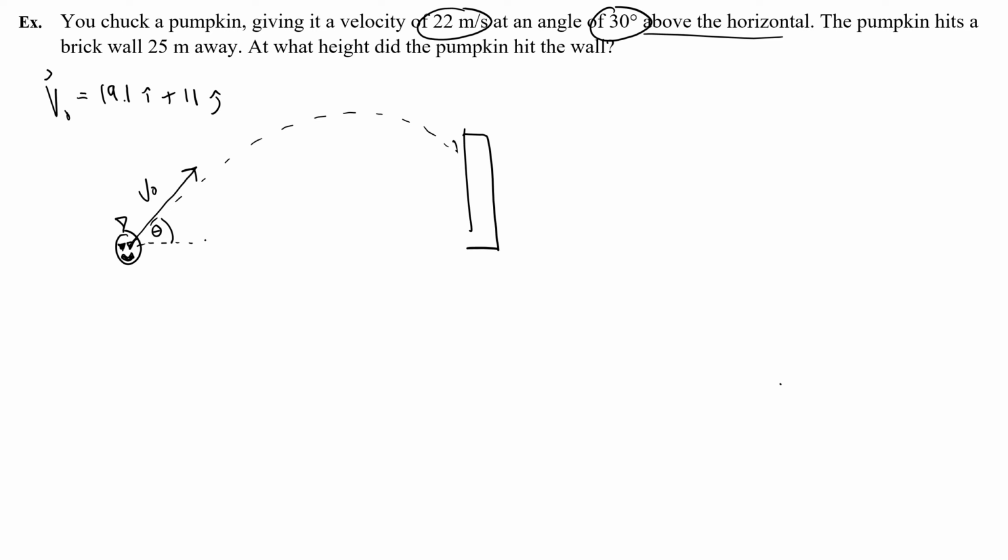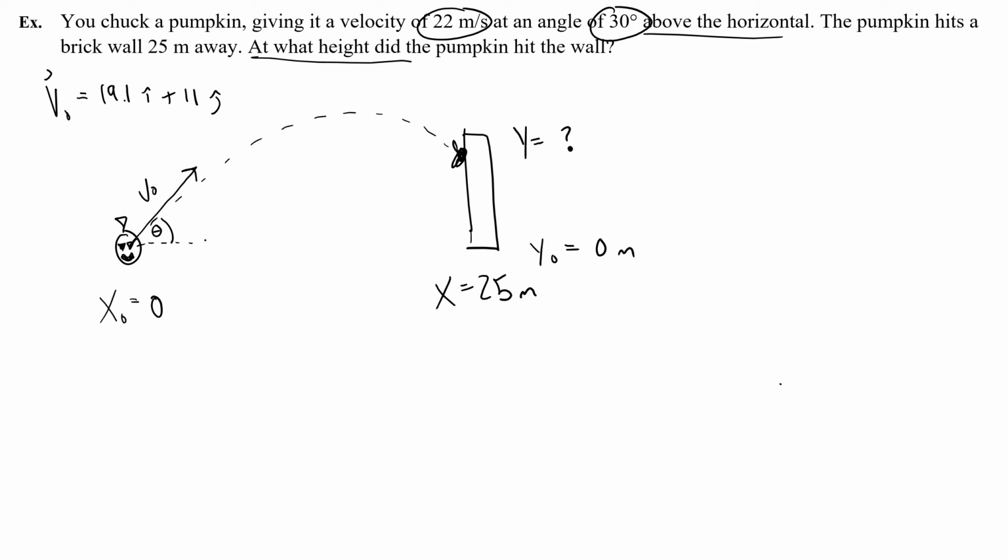The pumpkin hits the wall and splatters, and it's awesome, and everybody's excited. I call my mom, and she's all excited. I know that this happens 25 meters away. So I'm going to set my initial x to 0, and my final x at 25 meters. The goal of this problem is to figure out, if my initial height is 0, assuming the pumpkin was chucked from 0, what is the final height it reaches at that 25 meters where it splats. That's what the problem is asking me to find.